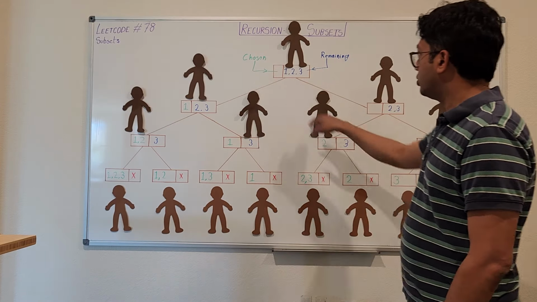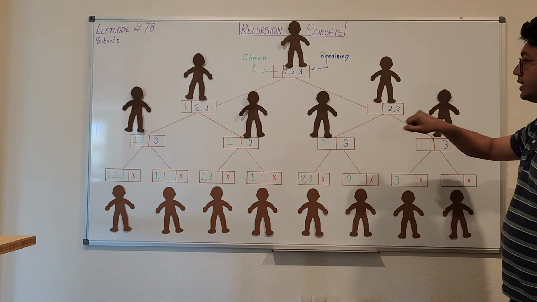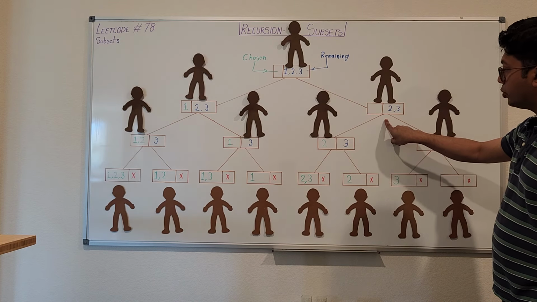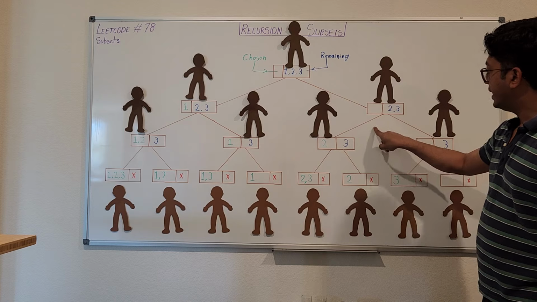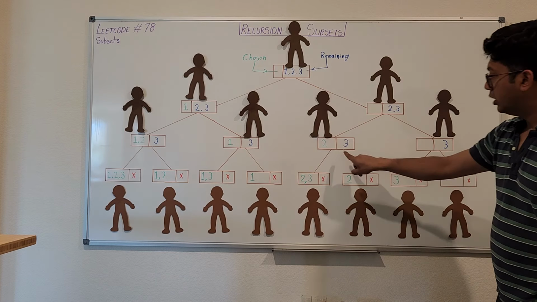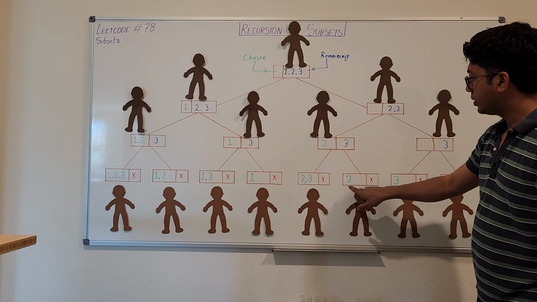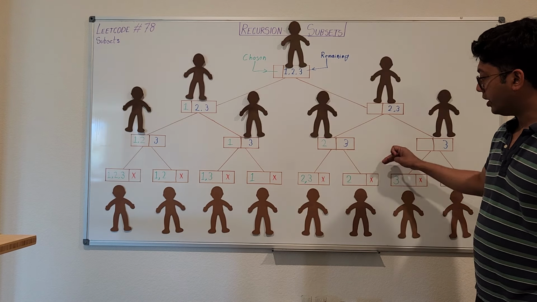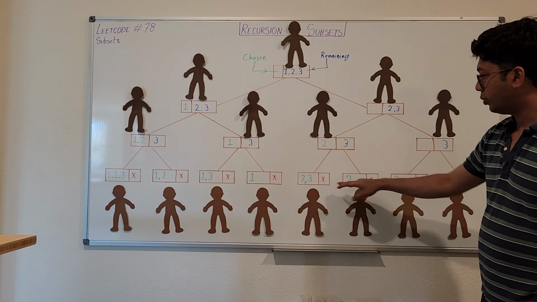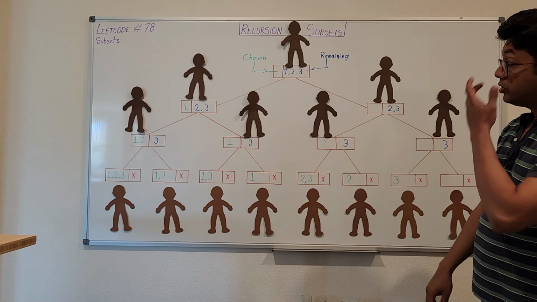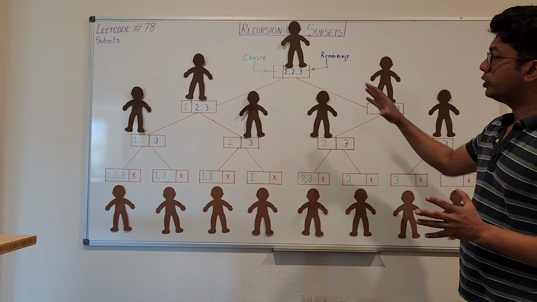And similarly, you can do all of this also. You decide to explore a path without 1. Once you're here, you can explore a path with 2, explore a path without 2. Once you're here, you can explore a path with 3 because 3 is the only one remaining. You can explore a path without 3. And when you have nothing else to choose from, that's where you reach one subset. So this is how you would solve with pen and paper.